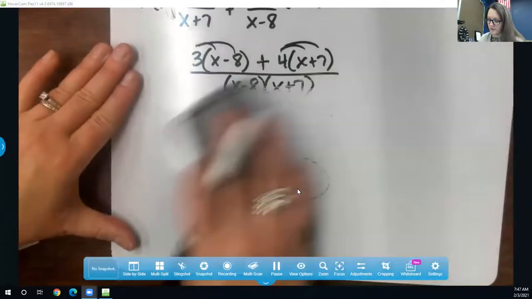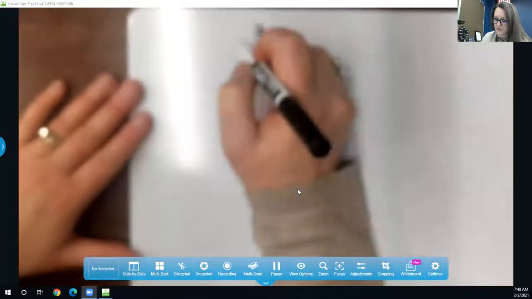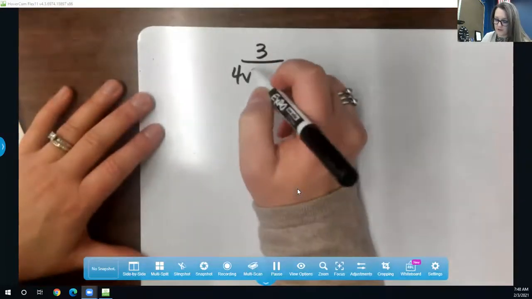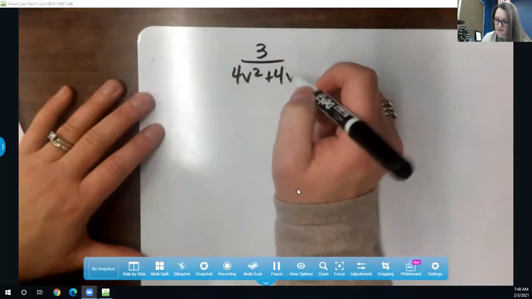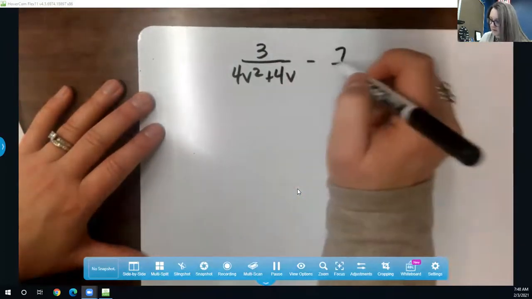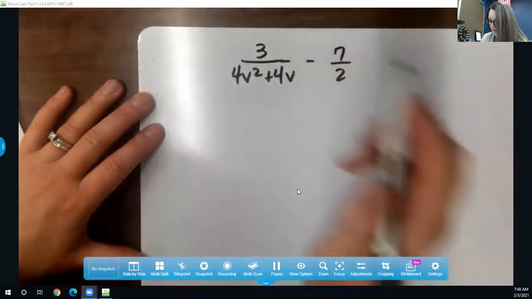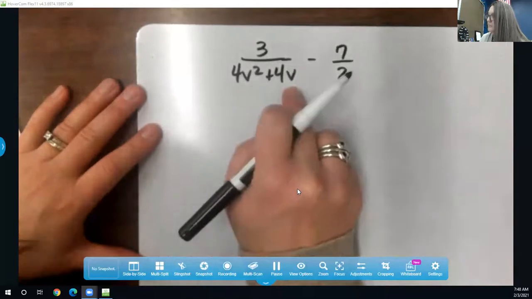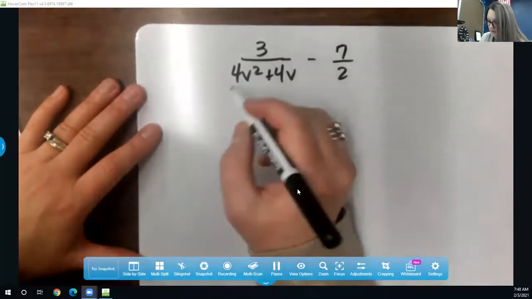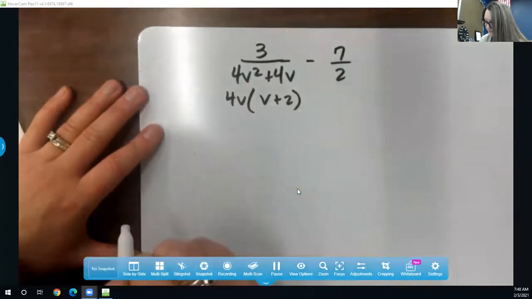We'll do one more together. Let's see what this one looks like, right? So we have 3 divided by 4v squared plus 4v. Sometimes you have to struggle with it for a little bit and you come up with nothing, and that's okay. At least you learned. At least we worked it out. So let's factor my denominator here down. So I can pull out a 4v, right? And I get a v plus 2.